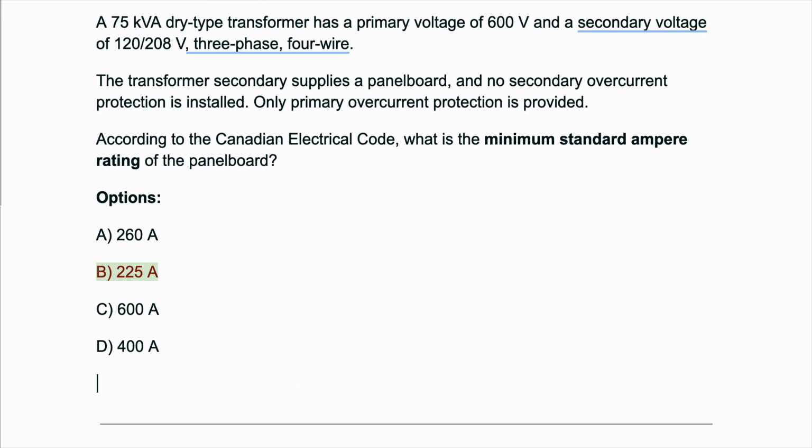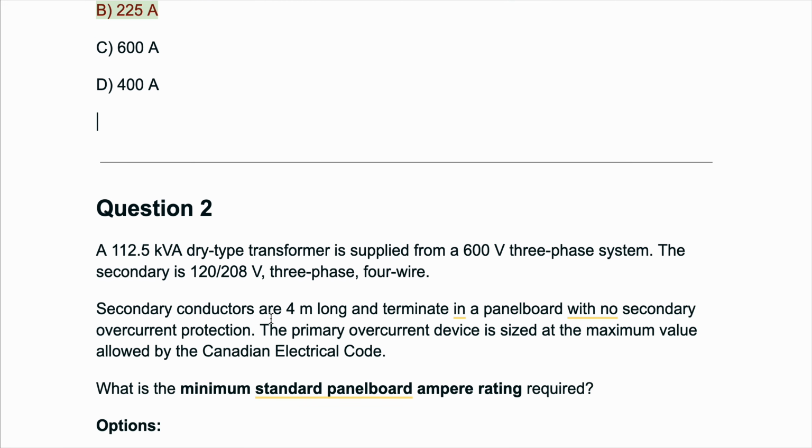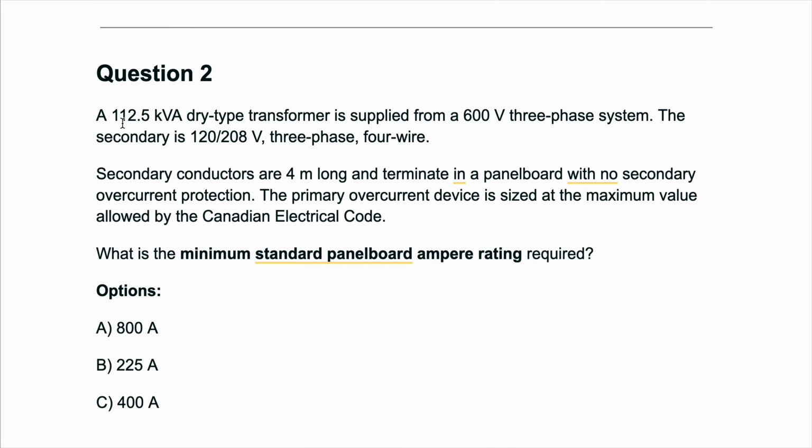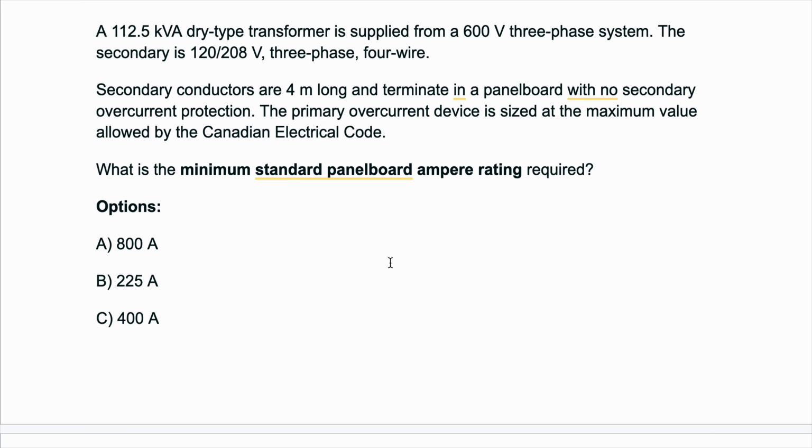Okay, so let's go to question 2. A 112.5 kilovolt-ampere dry type transformer is supplied from a 600 volt three-phase system. The secondary is 120/208 volts three-phase 4-wire. So this is the Y connection. Secondary conductors are 4 meters long and terminate in a panel board with no secondary overcurrent protection. What is the minimum standard panel board ampere rating required?